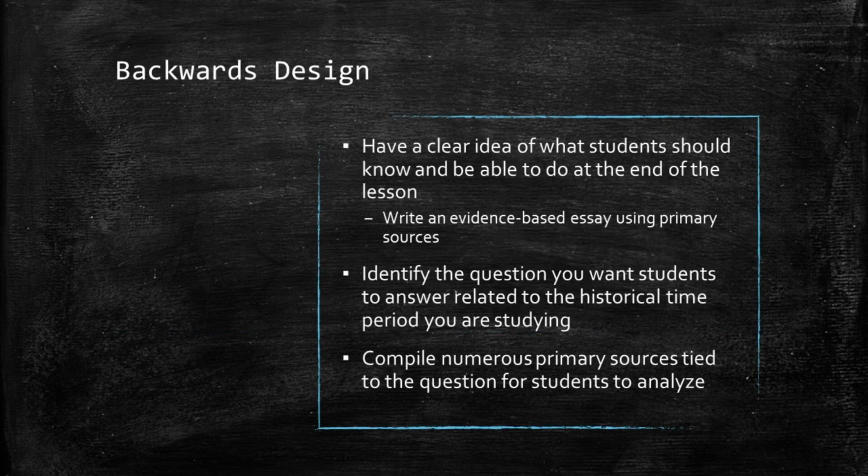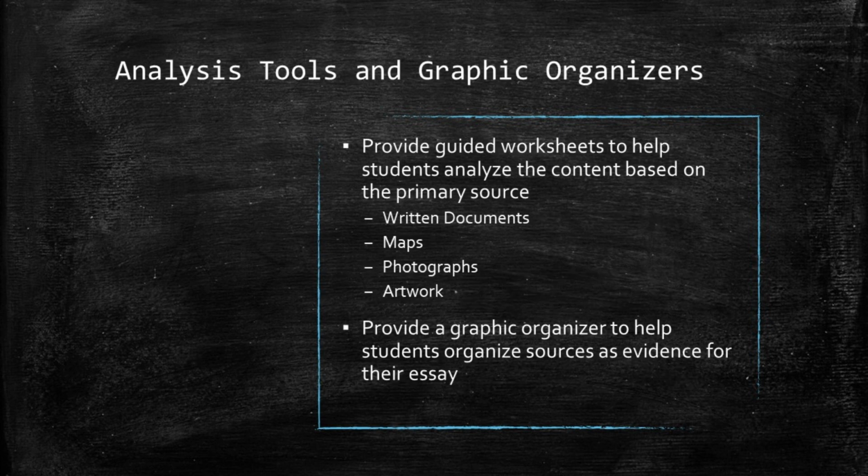Utilize a backward design process of having a clear idea of what students should know and be able to do at the end of the lesson. Identify the question you want students to answer based on the historical time period you are studying in class. Then, compile the primary sources from all those free sites that tie back to the question you are posing for students to analyze. It is important, though, to provide students scaffolding when analyzing primary sources.